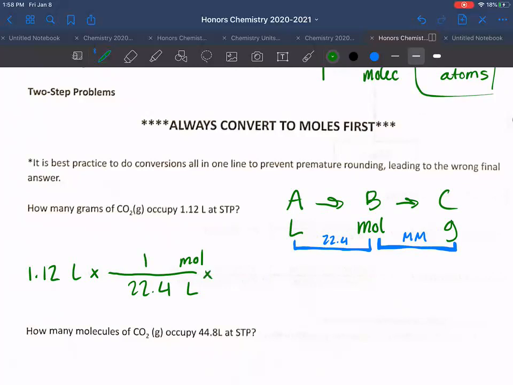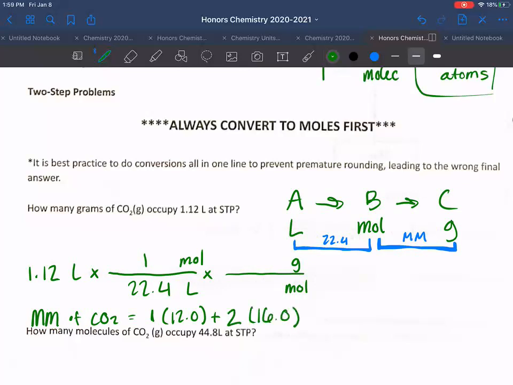And now we're going to set up our second conversion fraction, where we're going to go then from moles to grams. And so we have to calculate the molar mass of CO2. So the molar mass of CO2 is going to be equal, what is the mass of one carbon? 12. Thank you. And then what is the mass of one oxygen? 16.0. And so we're multiplying that by 2 because we have 2 of them. So our molar mass is going to be equal to 44.0 grams.